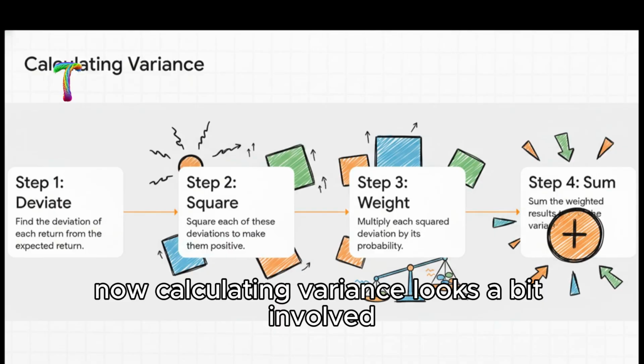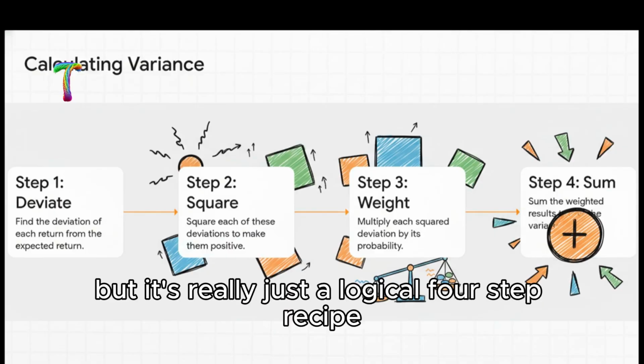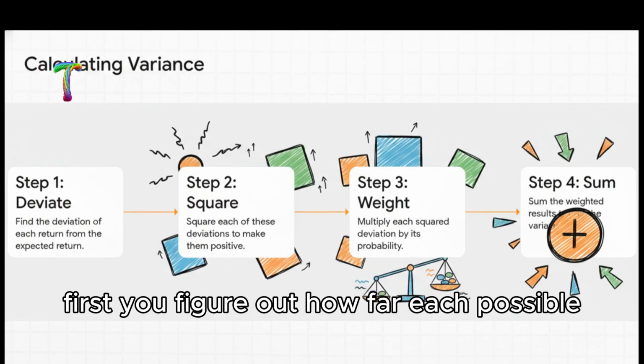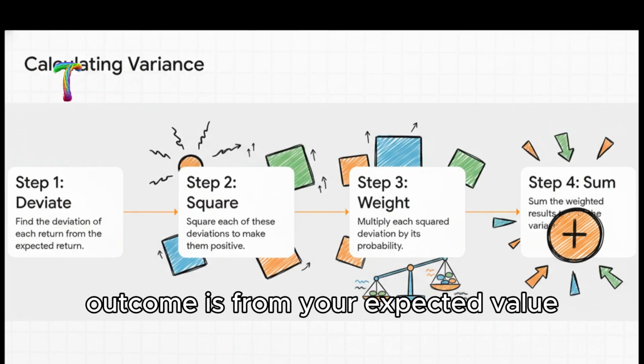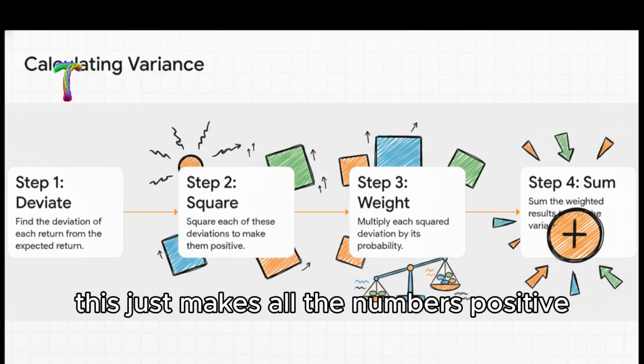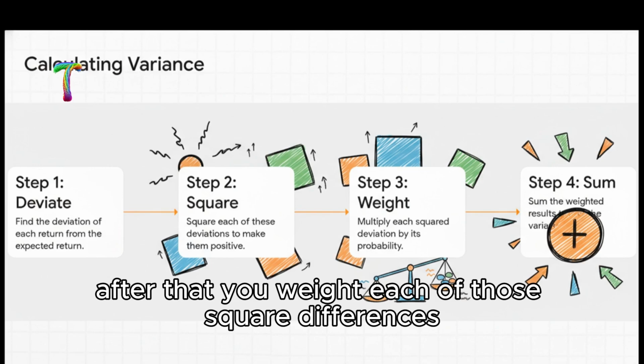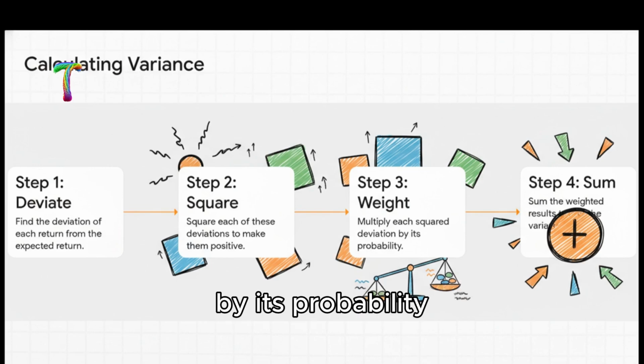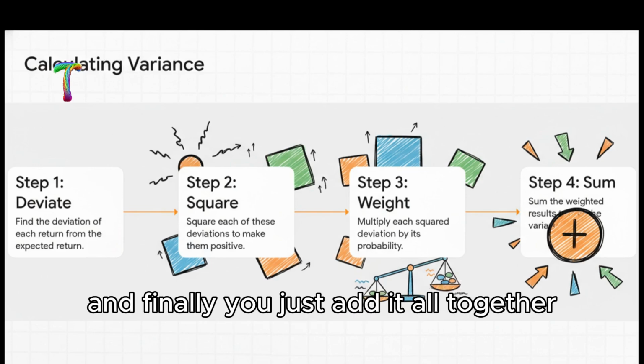Now, calculating variance looks a bit involved, but it's really just a logical four-step recipe. First, you figure out how far each possible outcome is from your expected value. Then, you square those differences. This just makes all the numbers positive. After that, you weight each of those squared differences by its probability. And finally, you just add it all together.